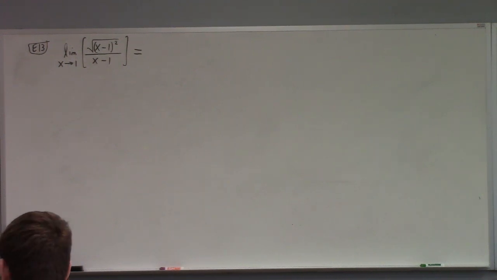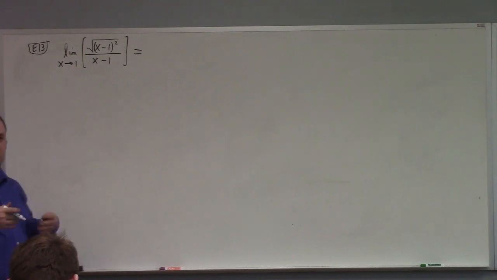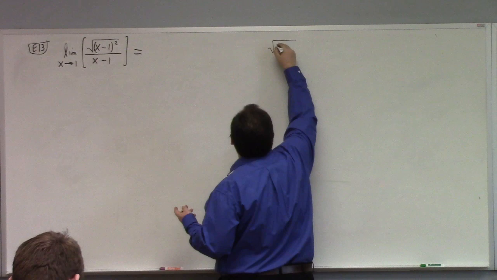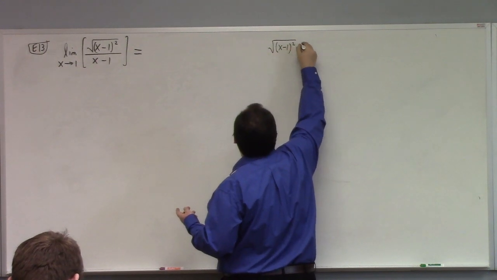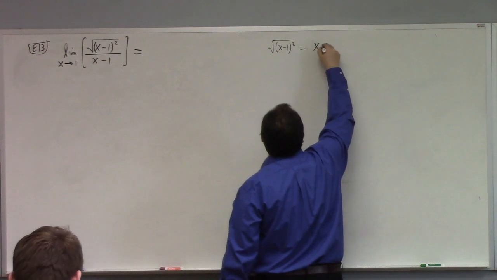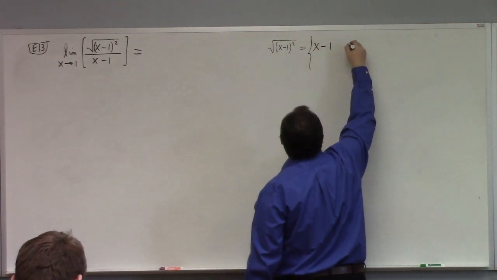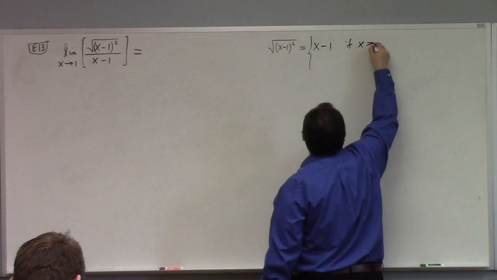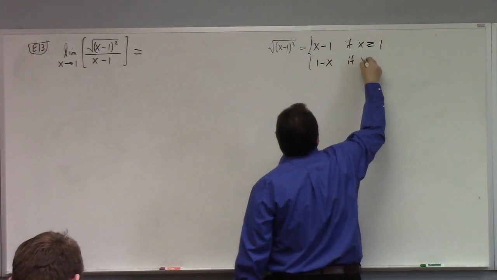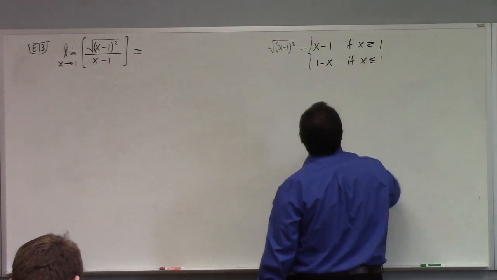Yeah, that's type 0 over 0. That's right. But then the real question is, what is the square root of x minus 1 squared? Can you guys tell me? X minus 1 is only partly true. It's x minus 1 if x is greater than or equal to 1, but it's in fact 1 minus x if x is less than 1 or equal to 1.